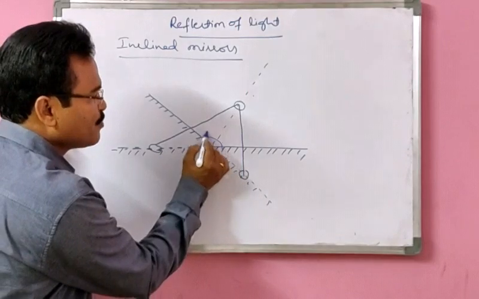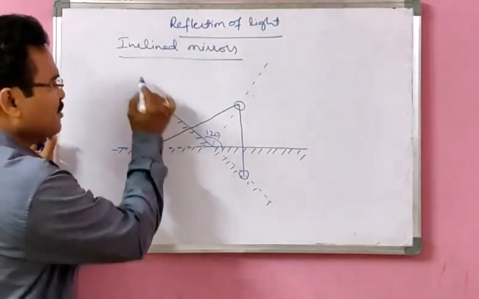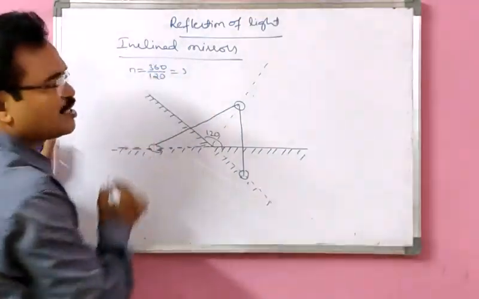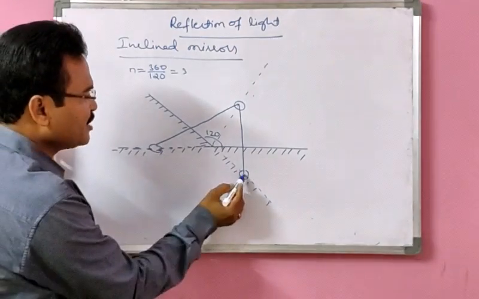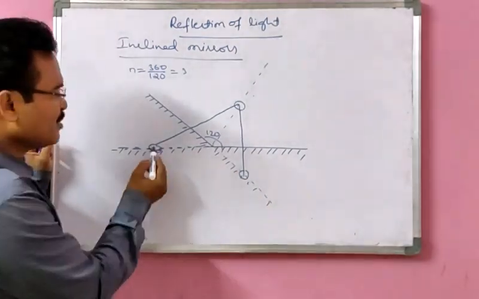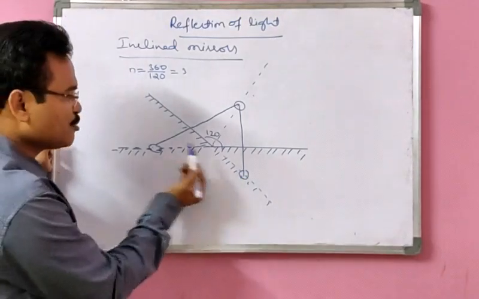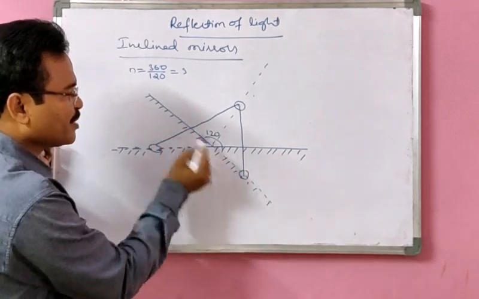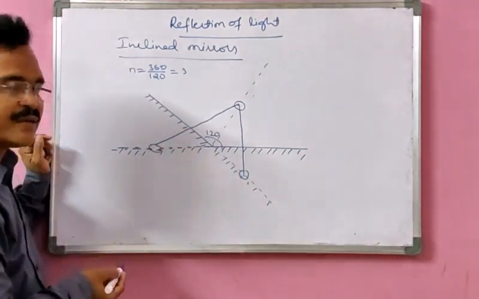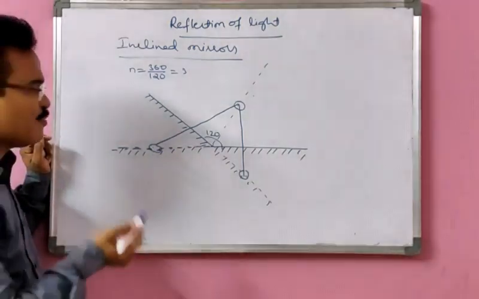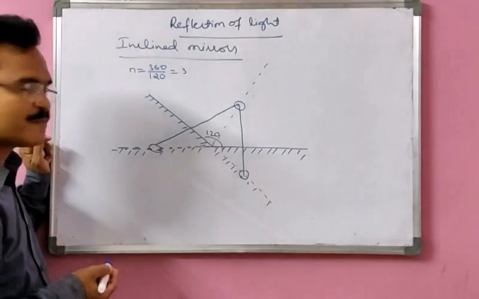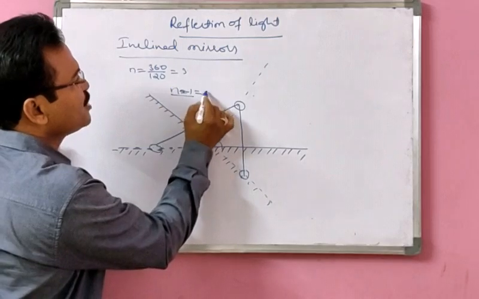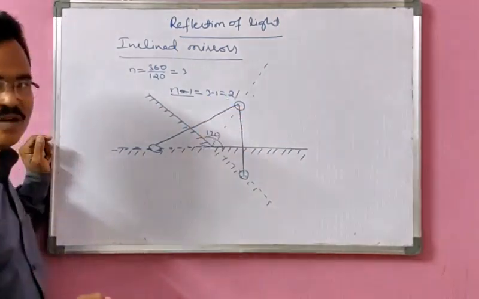The angle is how much here? 120 degrees. As per the formula, n equals 360 by 120, which turns out to be 3. But how many images are formed here? Only 2. There is no scope for a third one, because it cannot form the image on this mirror, as it lies on the line of the mirror. The same is true for the other one. So further images are not possible, and you have to write n minus 1, that is 3 minus 1 equals 2 images.